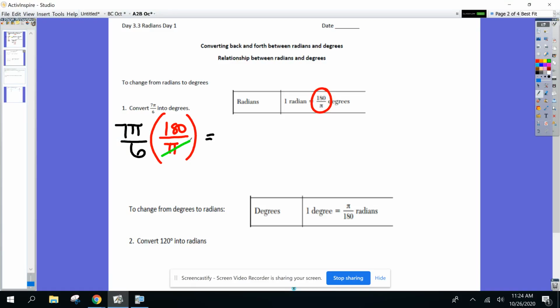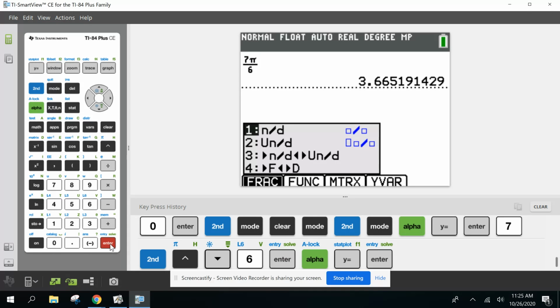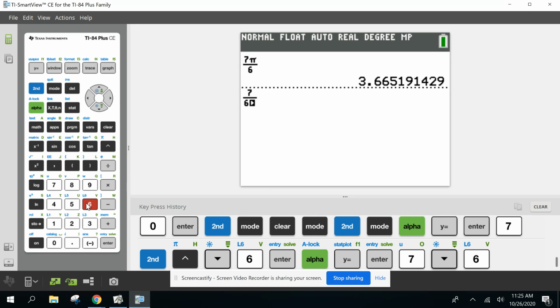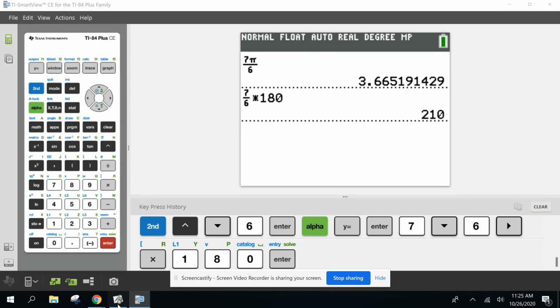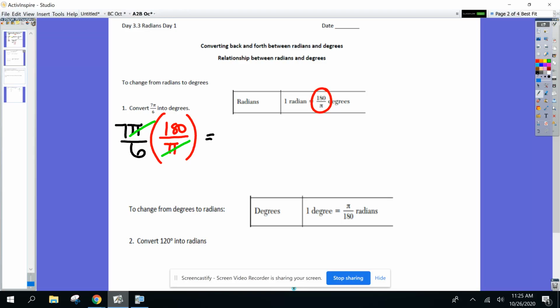Pi. Yep, they're gone. And now all you guys have to do in your calculator is 7 over 6 times what's left in the parentheses, 180. So we go to the calculator, 7 over 6 times 180. And it'll tell you 210 degrees. So this is equal to 210 degrees. So 7 pi over 6 radians is the same as a 210 degree angle measure. All right.